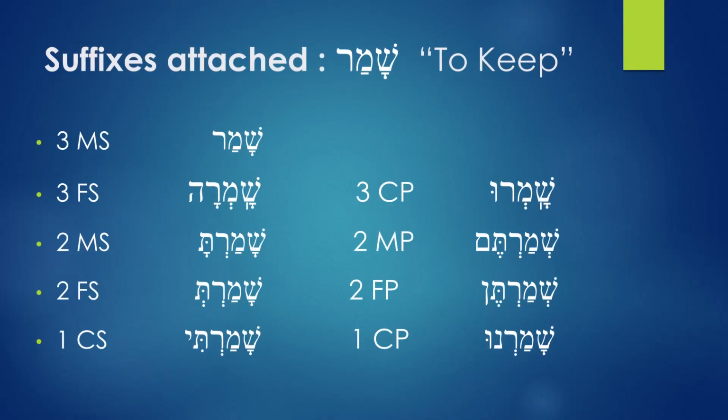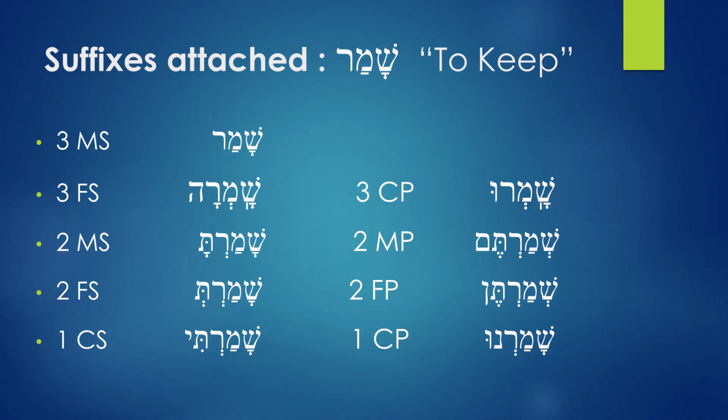Alright, here's another example using the word shamar, which means to keep, and shamar as a verb means he kept. So in 3ms, you have shamar, which means he kept. 3fs, you have shamra, which means she kept. 2ms, you have shamauta, which means you kept. 2fs, you have shamat, which means you kept. 1cs, you have shamauti, which means I kept.